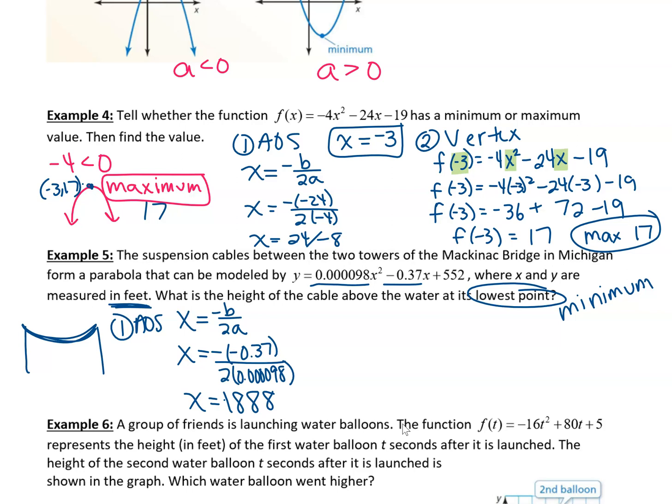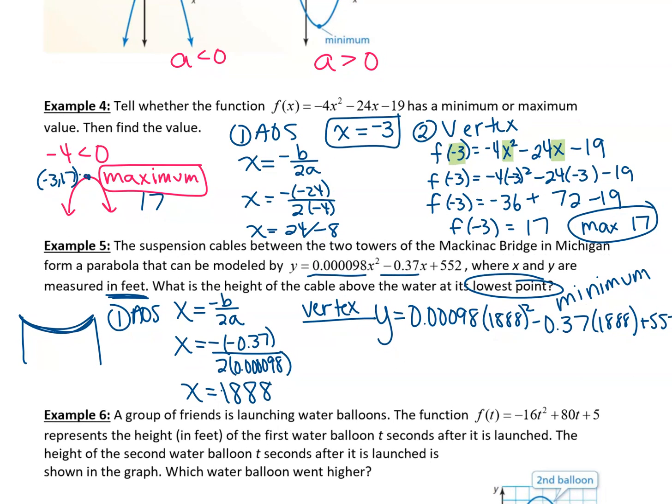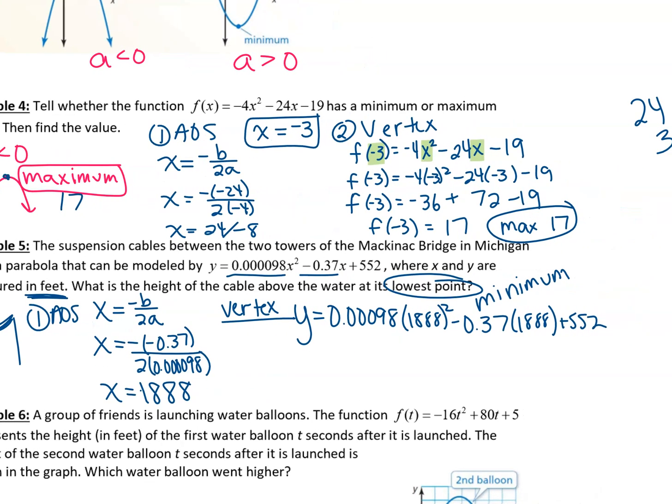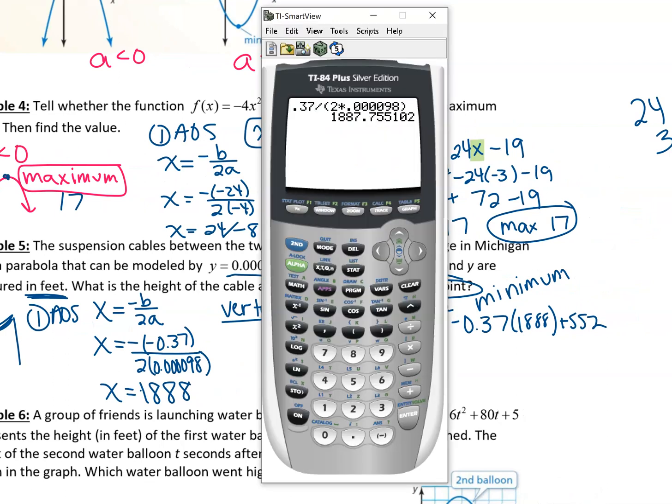Now you're going to take that number and plug it back into the equation to find the vertex. So you're going to do y equals 0.0000098 times 1888 squared minus 0.37 times 1888 plus 552. And that's what we're going to plug into our calculator.